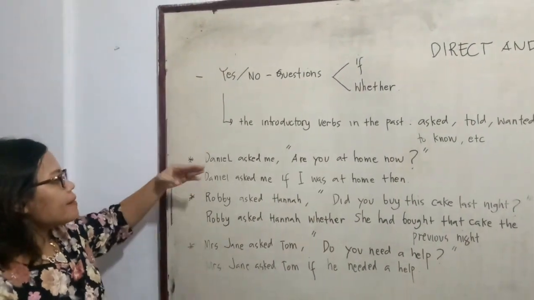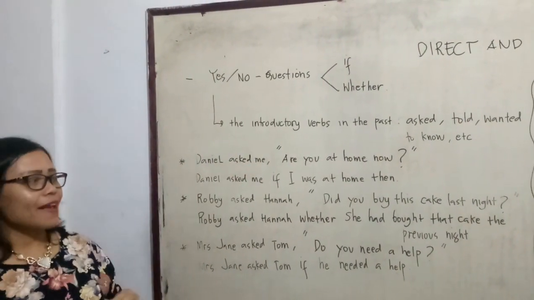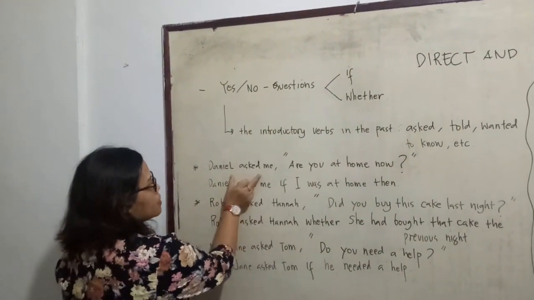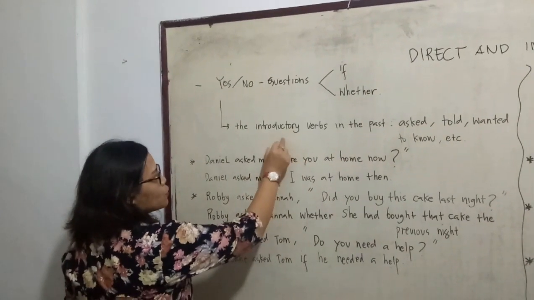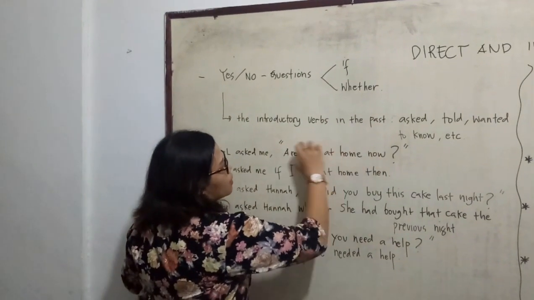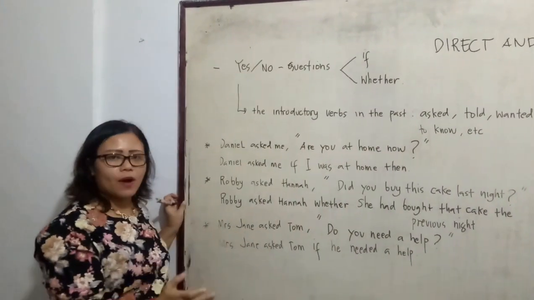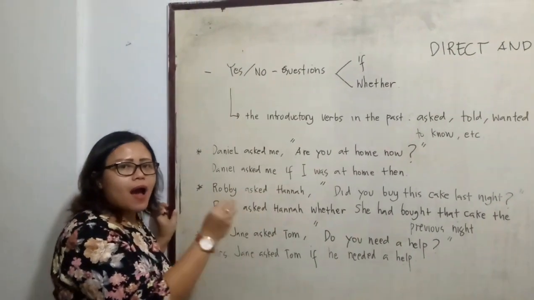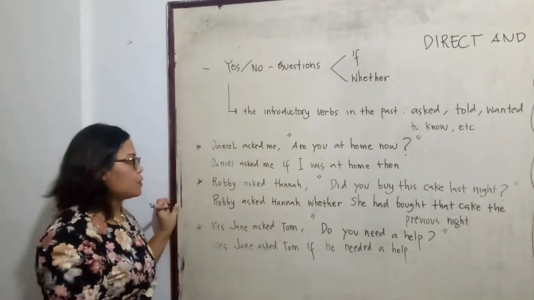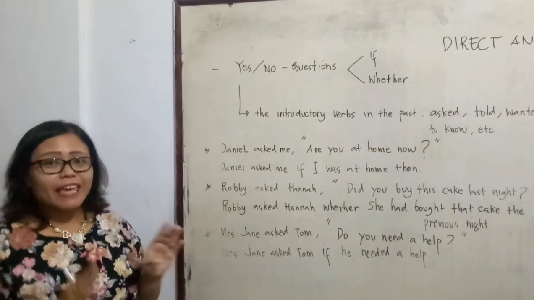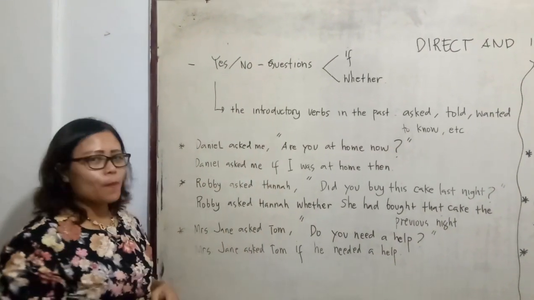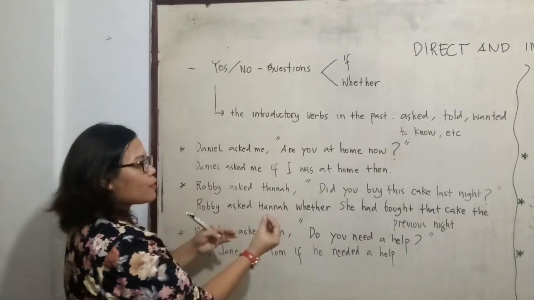For example, Daniel asked me, "Are you at home now?" If you see this is direct, with a comma and the quotation mark as the indicators. So you can see this as the reported words here: "Are you at home now?" It is a question. So how do you report this into reported or indirect speech? Daniel asked me if I was at home then.